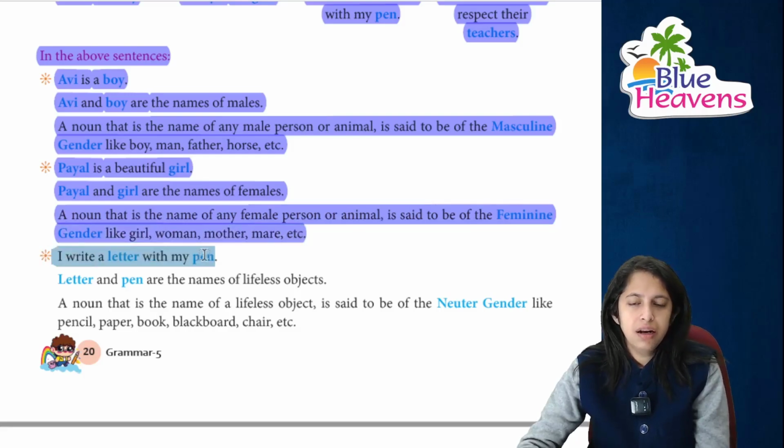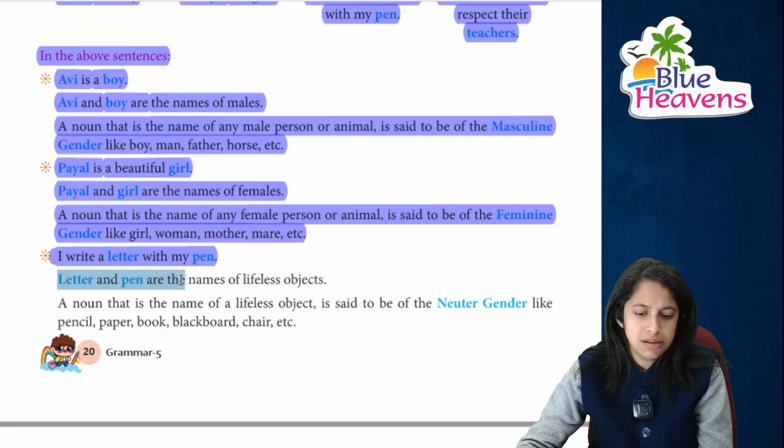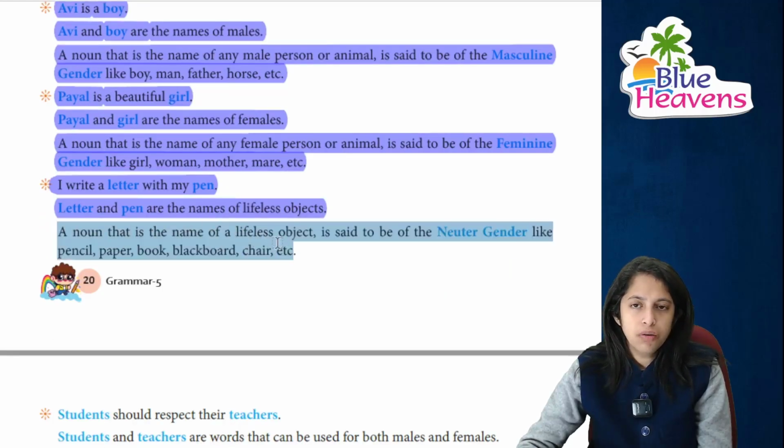Right? I write a letter with my pen. मैं पेन से लिखती हूँ. This letter and pen, they are the names of lifeless objects. इनमें कोई जान नहीं है. So a noun that is the name of a lifeless object, इसी को हम बोलते हैं neutral gender, like pen, paper, pencil, blackboard, chair, etc.